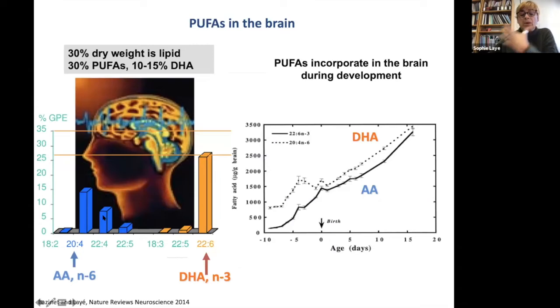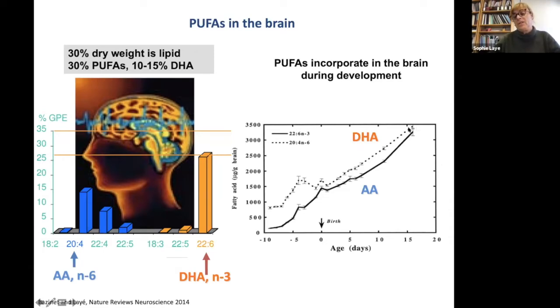So again, as mentioned before, those forms of omega-6 and omega-3 are highly incorporated into the brain, especially during development. DHA is the main omega-3 found in the brain, and arachidonic acid is the main omega-6 found in the brain. Those forms incorporate in the brain, again coming from the maternal food before birth and after birth, before reaching a kind of plateau.